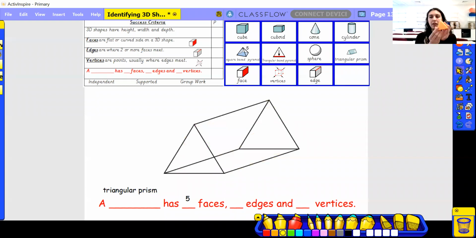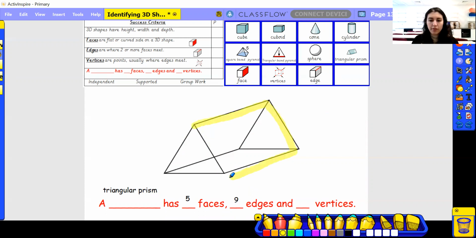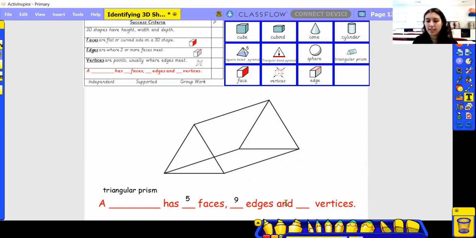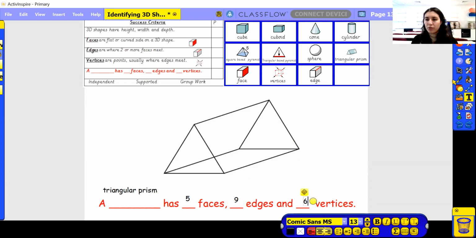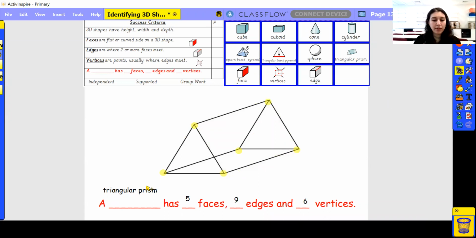Right, let's count those edges then. 1, 2, 3. Same on this side. 4, 5, 6, 7, 8, 9. Got 9 edges all together. Hopefully you can see that from the drawing. Let's have a look. We've got 1, 2, 3, 4, 5, 6, 7, 8, 9. And the vertices then, it's got 1, 2, 3, 4, 5, 6. It's got 6 vertices, and hopefully you can find those on the drawing as well. Let's have a look. 1, 2, 3, 4, 5, 6. So let's say our STEM sentence together. A triangular prism has 5 faces, 9 edges, and 6 vertices.